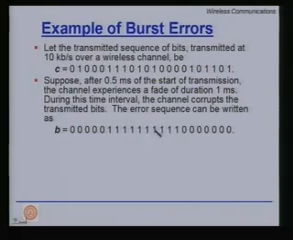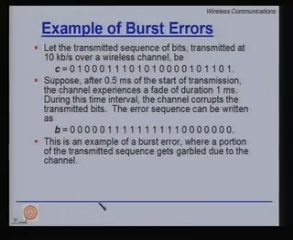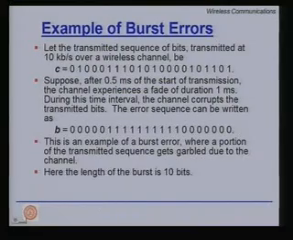So, a fade does not mean that all the bits are exactly flipped. In fact, we do not know whether a bit is flipped or not, but there is a possibility of it being flipped. But most importantly, for a burst of length t, the first and the last should not be 0, and the rest can all be zeros. So, it could have been 1, 0, 0, 0, 0, 0, 0 up to here and then 1 again, and it will still qualify as a burst of length t. So, this is an example of a burst error where a portion of the transmitted sequence gets garbled due to the channel. Here the length of the burst is 10 bits.